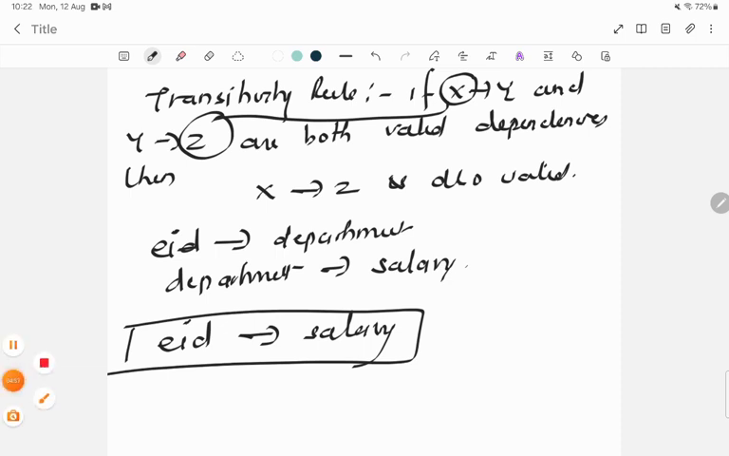So that was all about the various Armstrong axioms, or properties of functional dependency. In the next video, I'll come up with the types of functional dependencies.